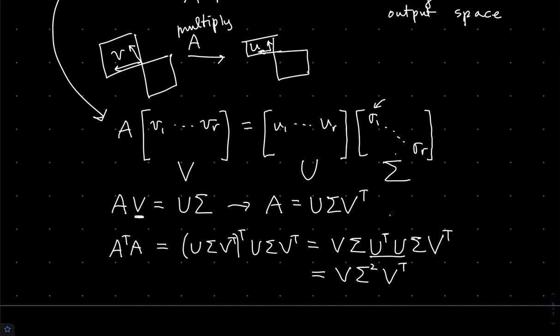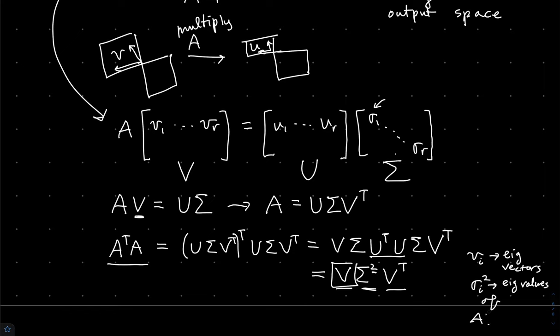So now, just by using the assumptions of the orthogonal vectors in V and orthogonal vectors in U, we have obtained the eigendecomposition for A transpose A, which is a symmetric matrix, which will have orthogonal eigenvectors, and it all fits. So we can say that the matrix V is the eigenvector matrix for A transpose A, which is what we mentioned it would be. And the eigenvalues are, so the vi's are the eigenvectors, and sigma i squares, because this is squared here, are the eigenvalues of A transpose A.